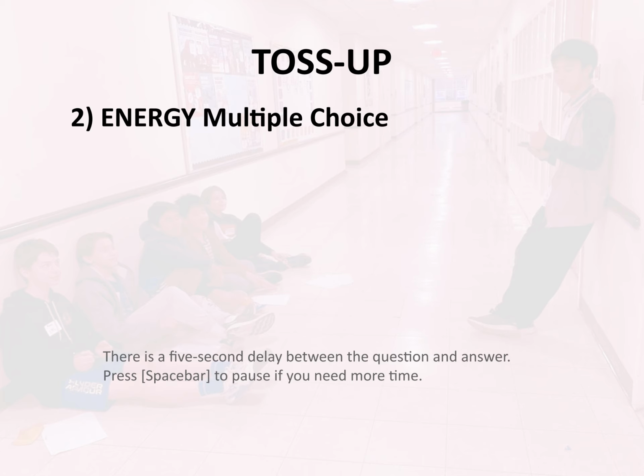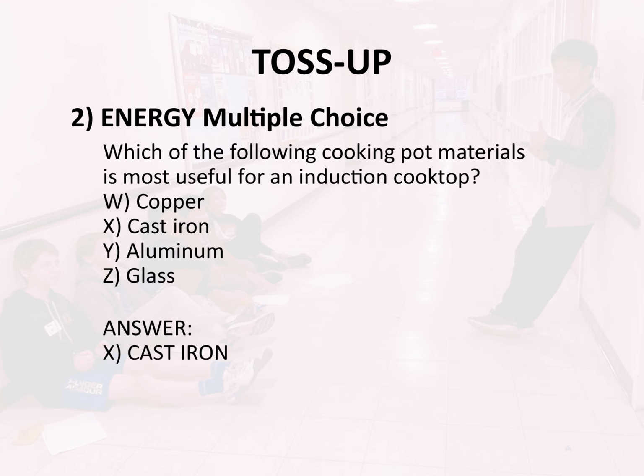Toss-up 2. Energy. Multiple choice. Which of the following cooking pot materials is most useful for an induction cooktop? W. Copper. X. Cast iron. Y. Aluminum. Z. Glass. Answer. X. Cast iron.